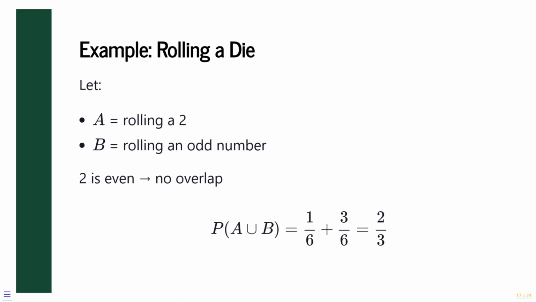For example, when rolling a die, let A be the event of rolling a 2 and B be the event of rolling an odd number. Since 2 is even, these events cannot happen simultaneously. They are mutually exclusive. So we simply add their probabilities, 1/6 plus 3/6, which is equal to 2/3. Because there is no overlap, no subtraction is necessary.